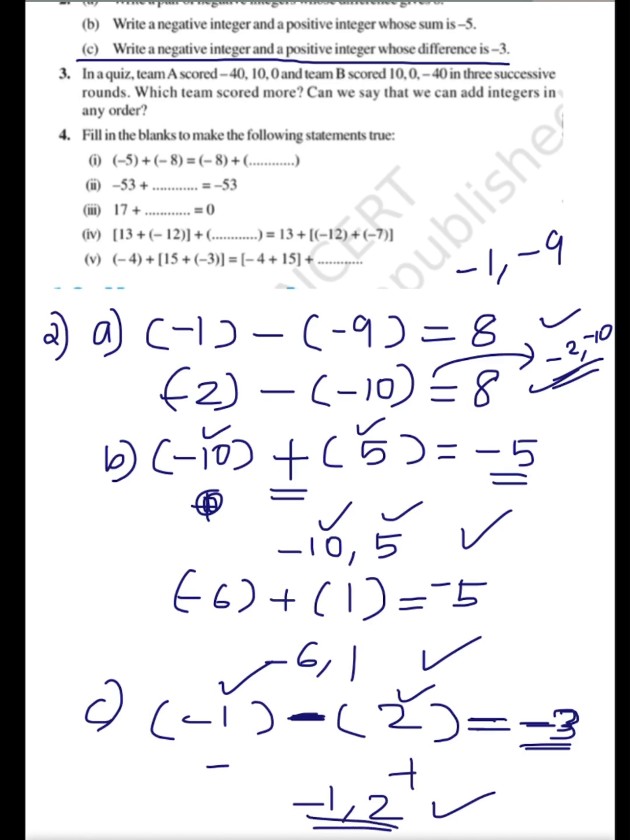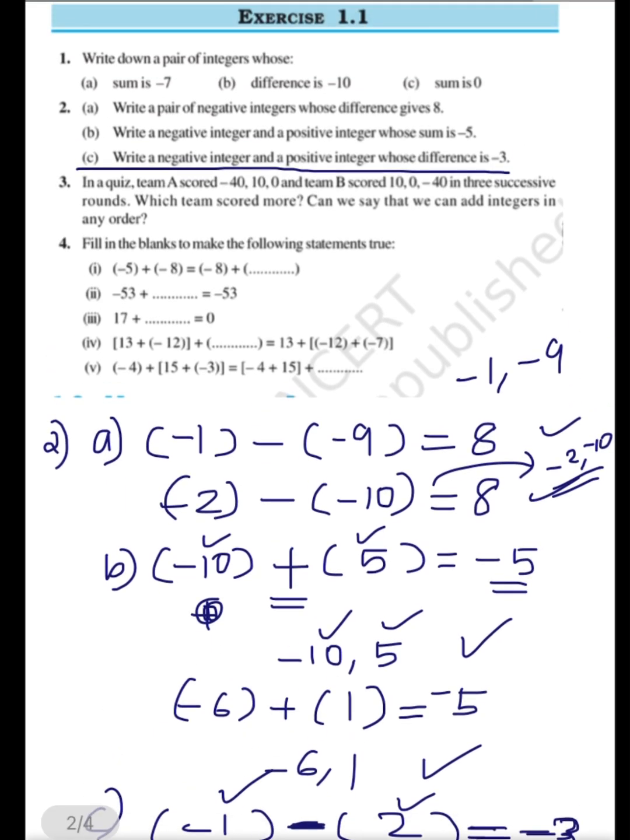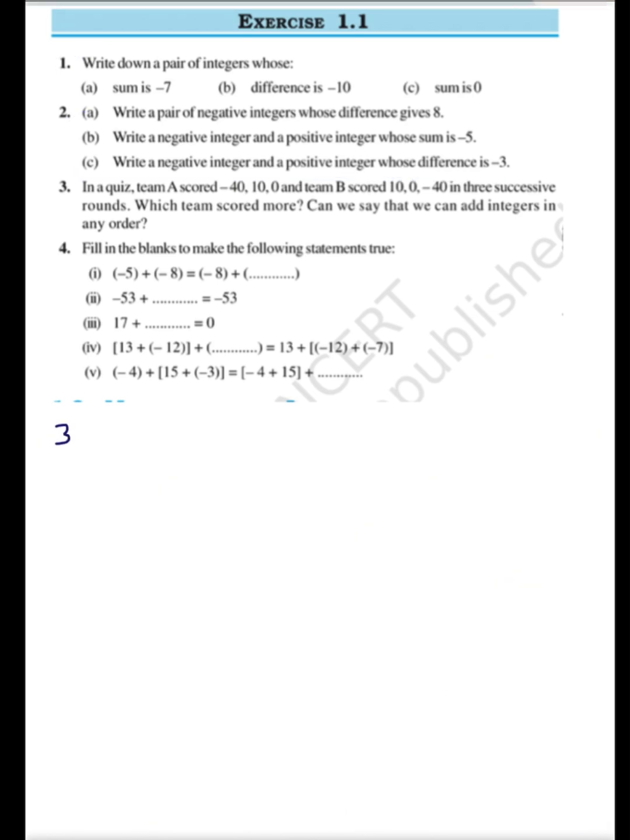Understand? So that's all about the second question. We have finished the first and second question. Now let's see the third one. The third question is: in a quiz, team A scored minus 40, 10, 0 and team B scored 10, 0 and minus 40 in the 3 successive rounds. Which team scored more? Can we say that we can add integers in any order?